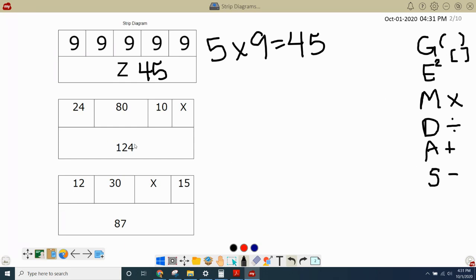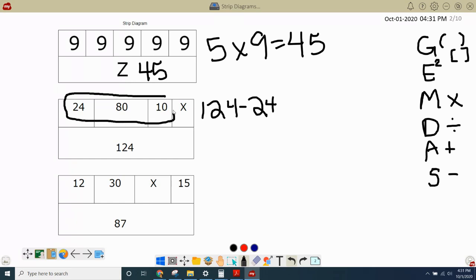Okay, so I do have a total bar. Remember I said if we have a total, we're going to start by subtracting or dividing. I don't see any equal groups, so I'm going to subtract. Okay, so 124 minus 24. But all of these 3 numbers go together. So we're going to have to add these together before we take them away to find this missing piece.